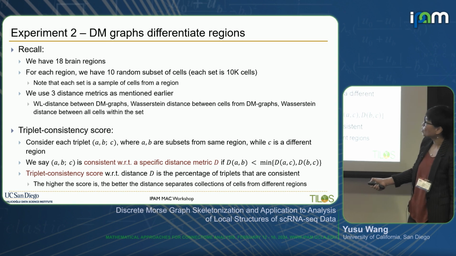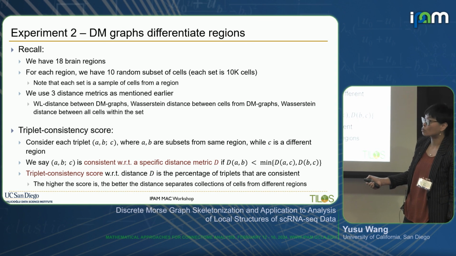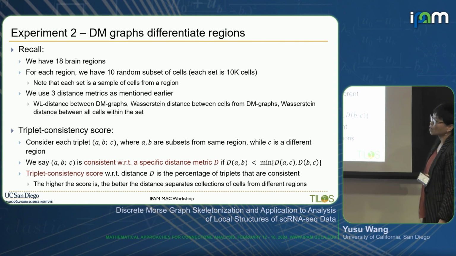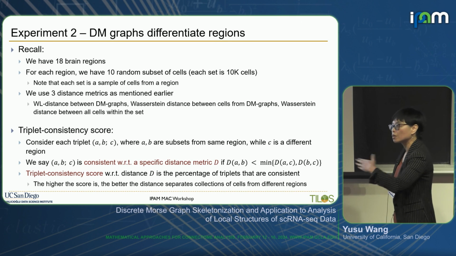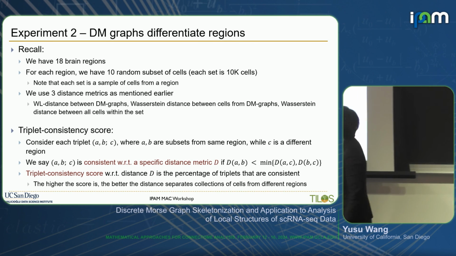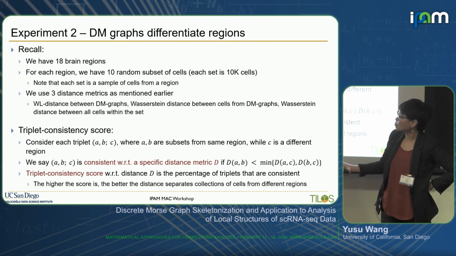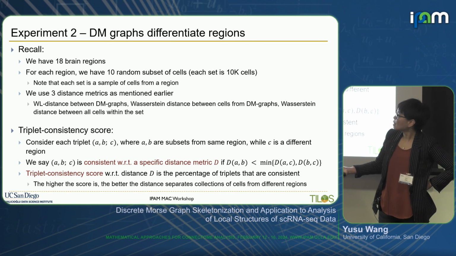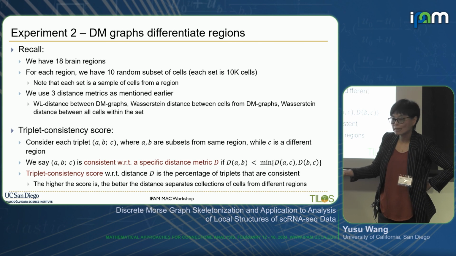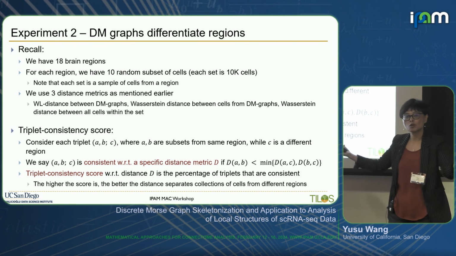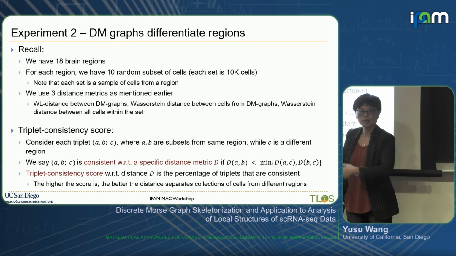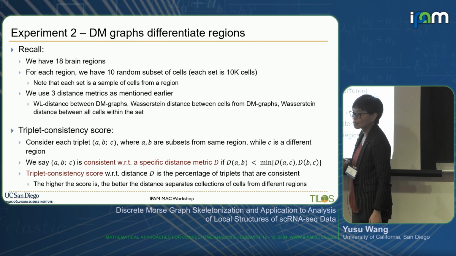For this, we have the so-called triplet consistency score. This is inspired by the work of Sanjoy Dasgupta in modeling hierarchical clustering. Basically, for any three data sets, if A and B are coming from the same region and C is from a different region, then the distance between A and B should be smaller than the distance between A and C and between B and C. This is called the triplet consistency. I want to look at all such triplets and see the frequency of this consistency.